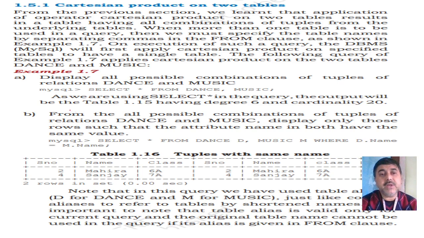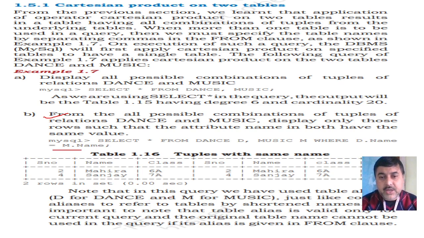Then how can we implement it in a table? A possible way, see here: select asterisk from dance comma music. The purpose is combining the tuples. Now, when we want to combine the tuples from dance and music and display only those rows where the attribute name has the same value in both, that is intersection: select asterisk from dance D, music M where D.name equals M.name. Okay, this is what we are taking, only those rows.